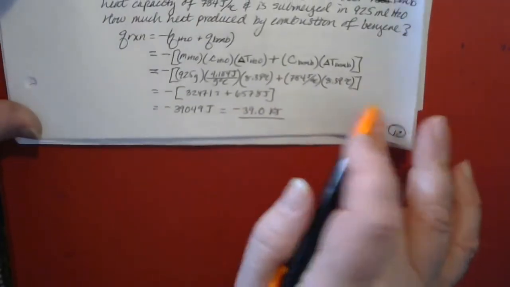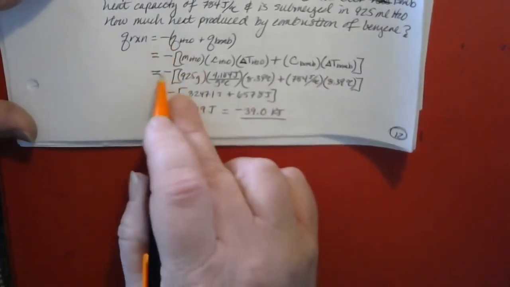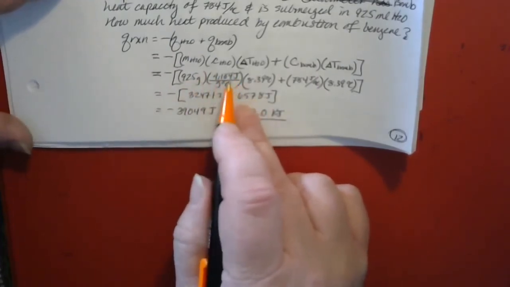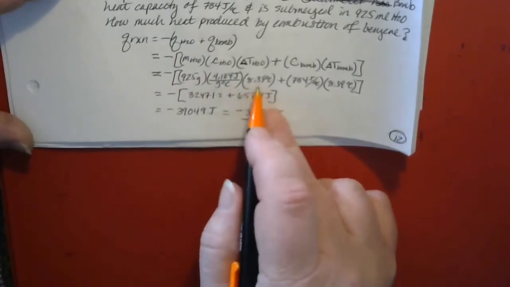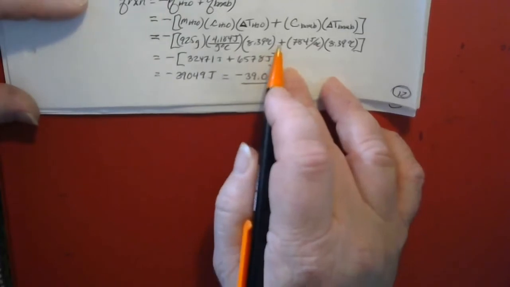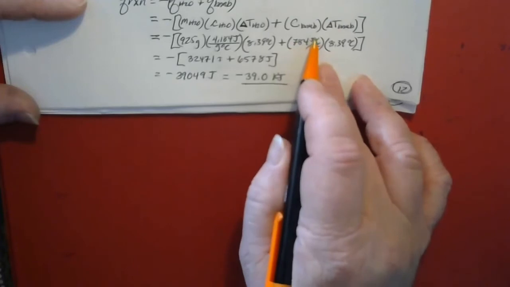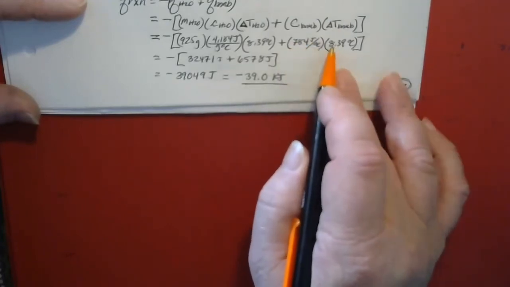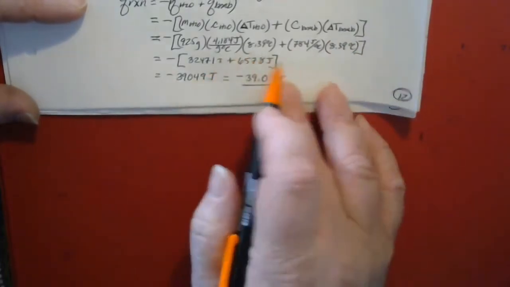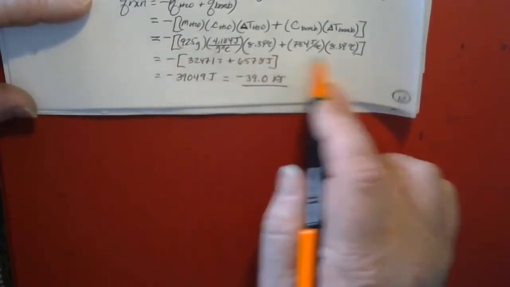Normally, the change in temperature will be the same for the water and the bomb. So the Q of reaction is going to be negative 925 grams of water times 4.184 joules per gram degrees Celsius for water, times 8.39 degrees Celsius as the temperature change, plus the heat capacity of the bomb, which is 784 joules per degree Celsius, times the temperature change, which is 8.39 degrees Celsius. And so some of the heat released by the reaction goes into the water, and some of the heat goes into the bomb.